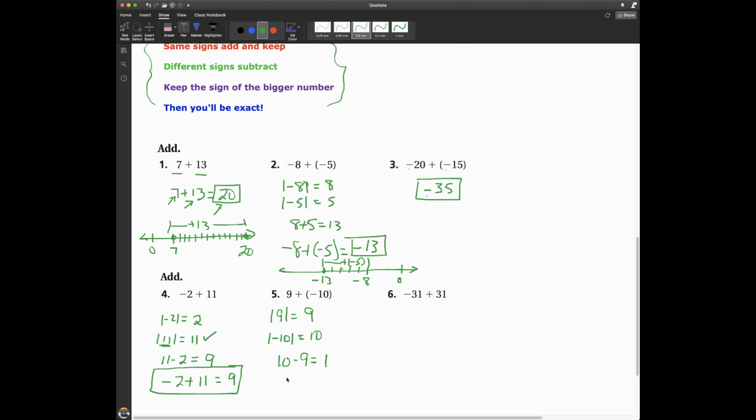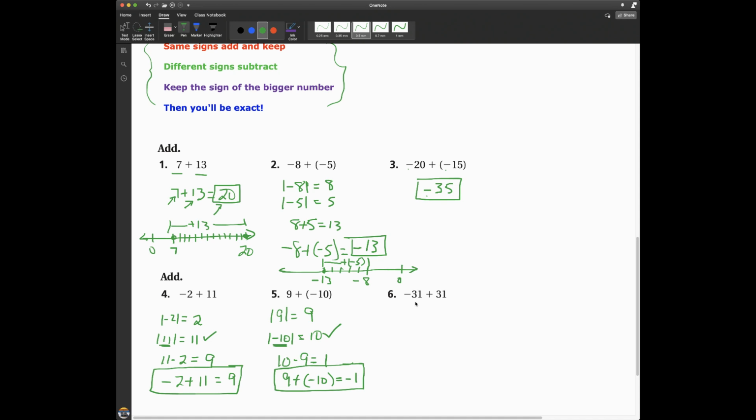And 9 plus negative 10 equals, keep the sign of the bigger number. Which absolute value is bigger? This one is. So I keep the sign of the bigger number, which is negative. So that's going to be negative 1. There you go.